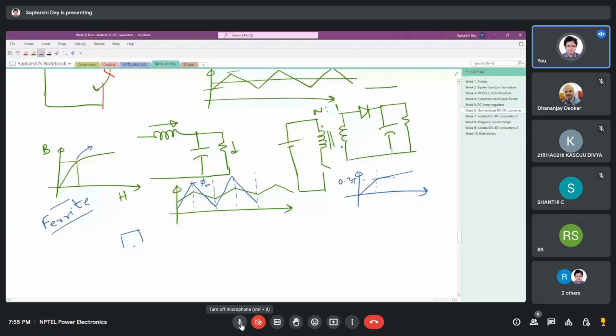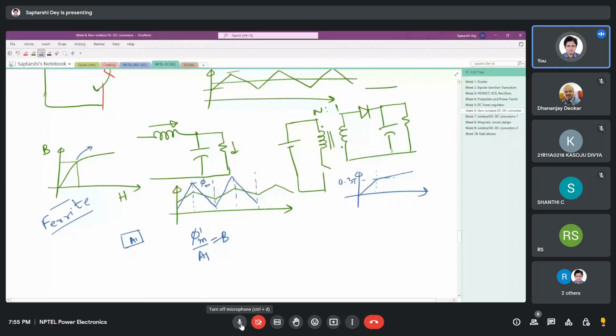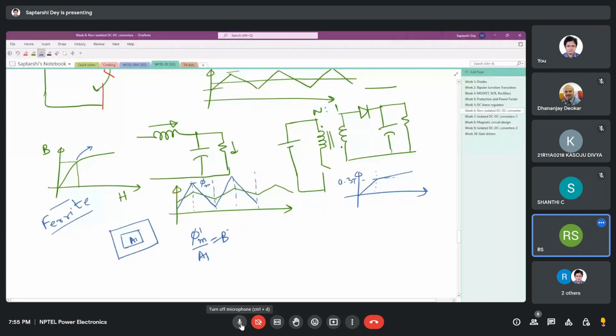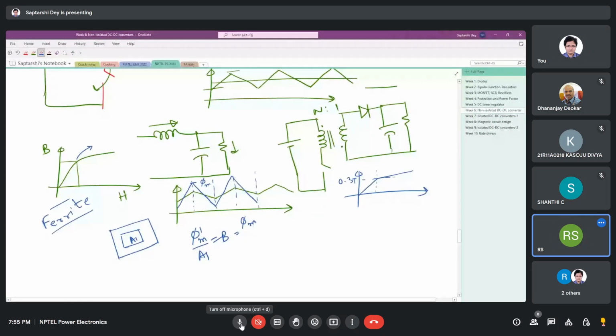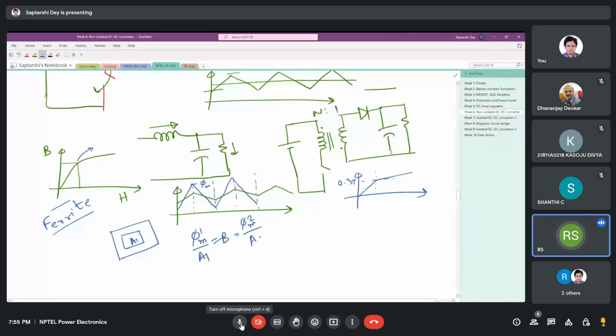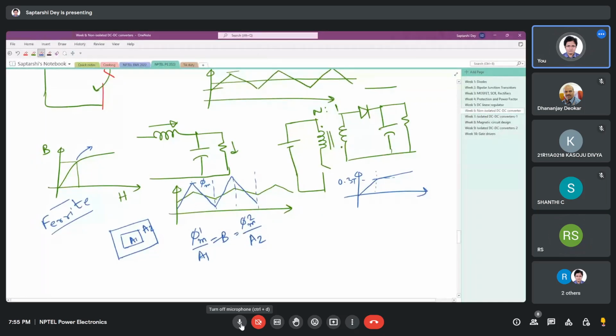Previously it was flowing through some A1. So you had phi max 1 by A1, your B. You do not want this B to increase. So now you have to increase to 2A, it is not square, so that you can get the same B. This is the cross section area of the core.